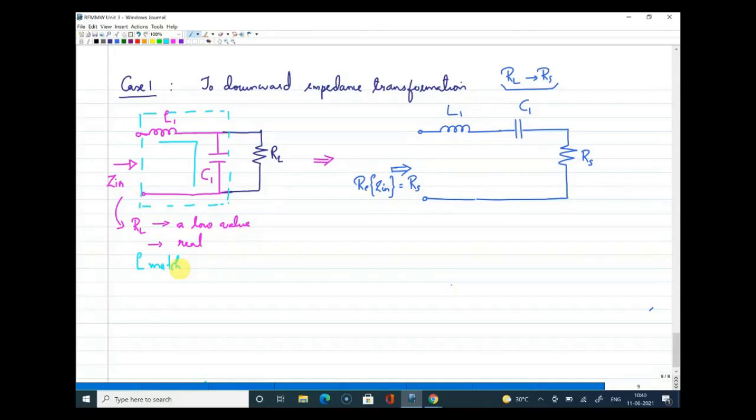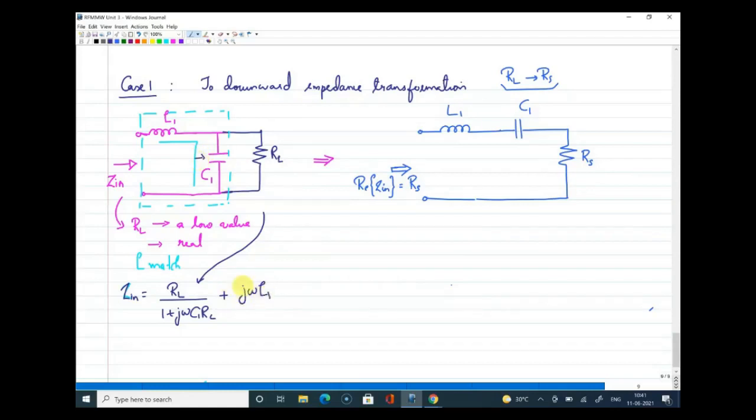So for that, let me first write what the impedance of this network, Zin, is. If I look at Zin of this original network, I'm trying to do it with the first network itself. So Zin can be written with R and C in parallel. So I can write it as RL parallel to 1 by S C1, which is equal to RL divided by 1 plus j omega C1 RL. That is the impedance seen from here of this R and C in parallel, and plus you have a series inductance.